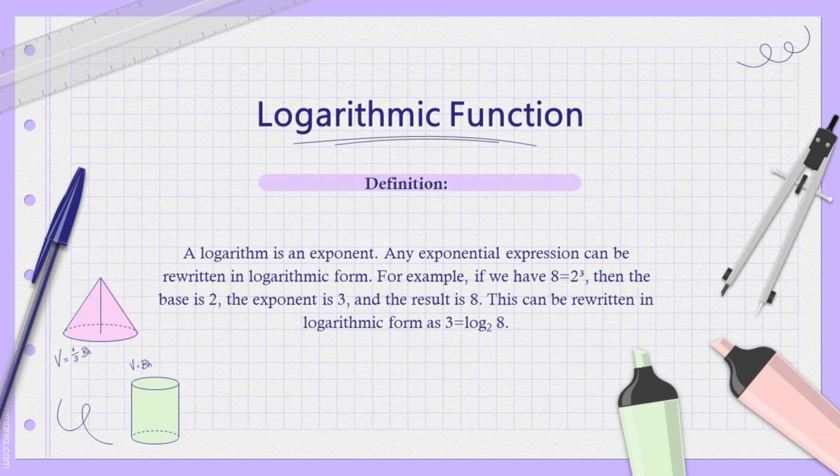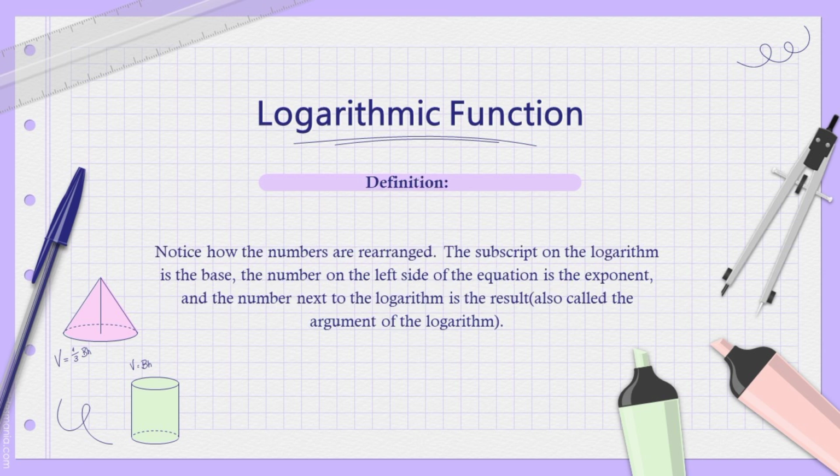For example, if we have 8 is equal to 2 cubed, then the base is 2, the exponent is 3, and the result is 8. This can be rewritten in logarithmic form as 3 is equal to log base 2 of 8. Notice how the numbers have been rearranged.